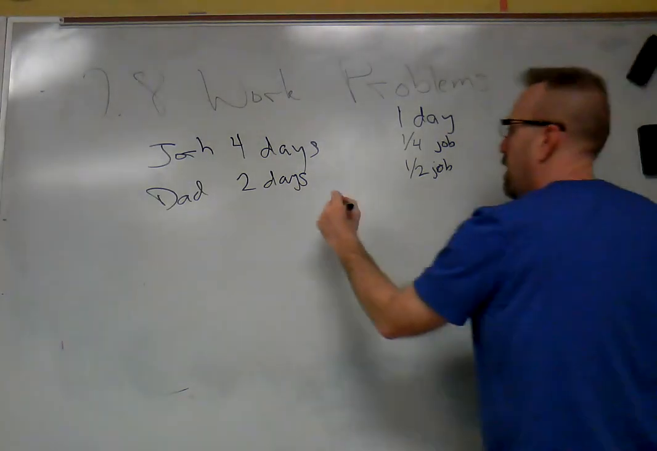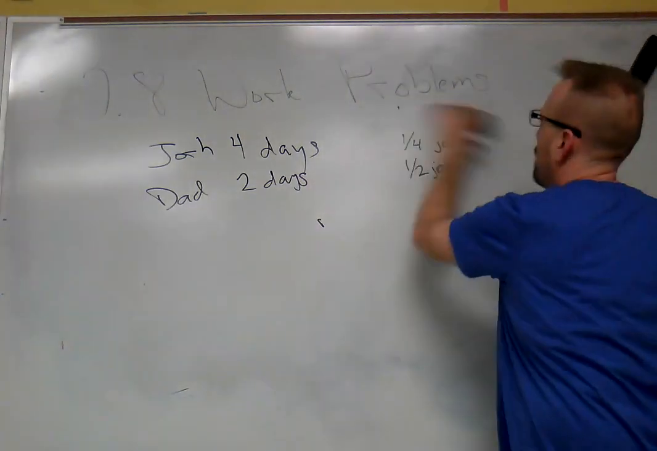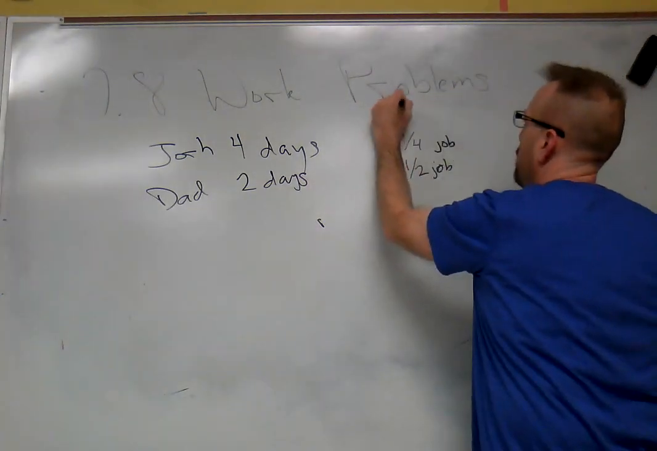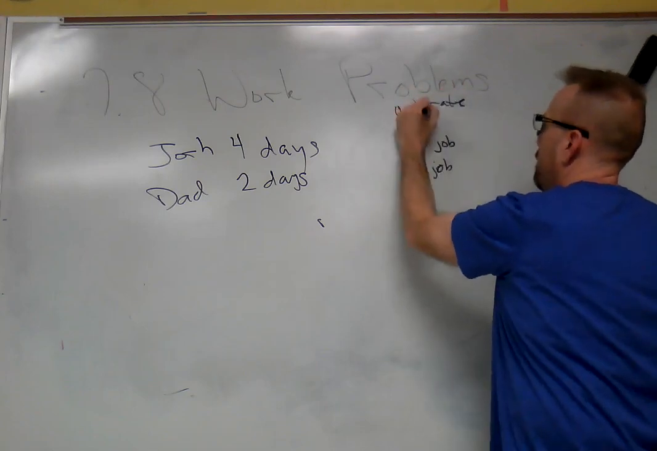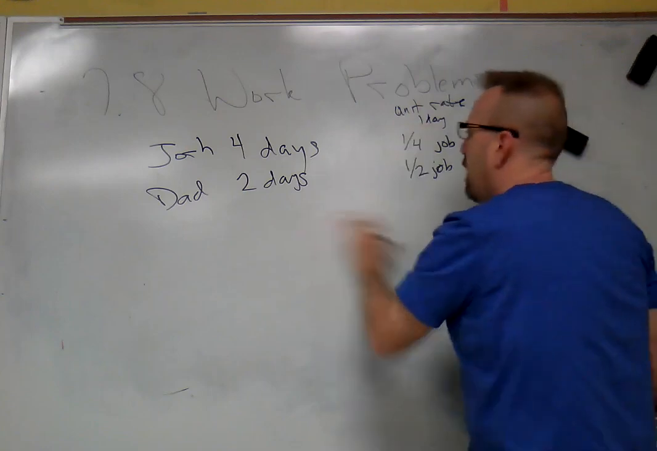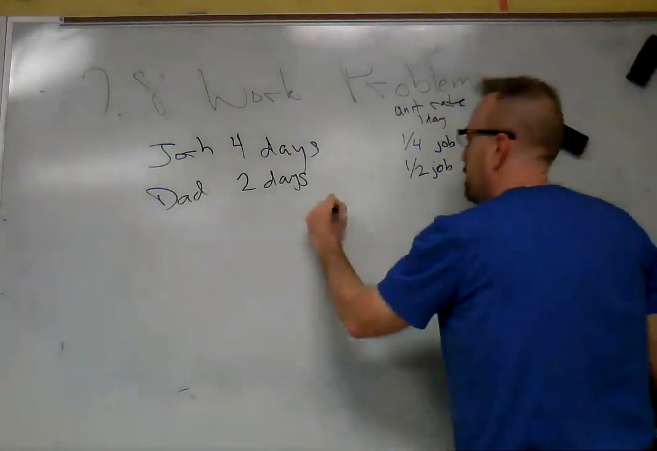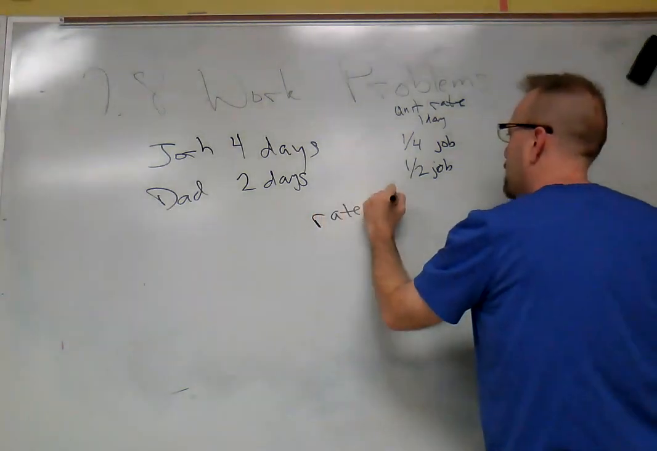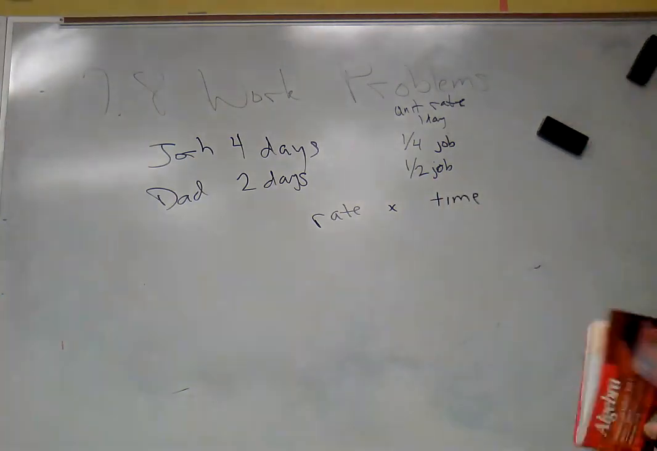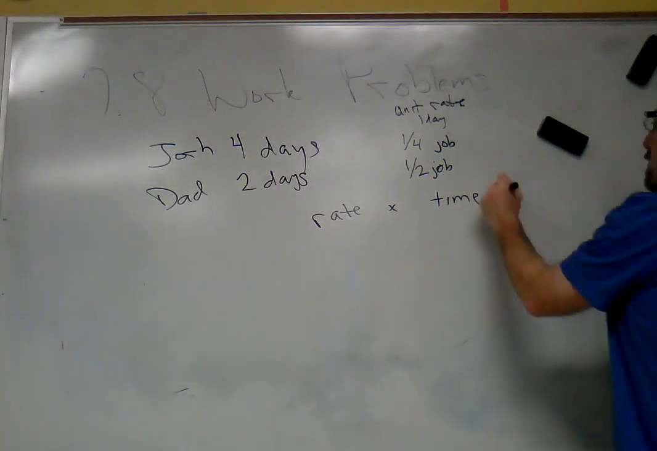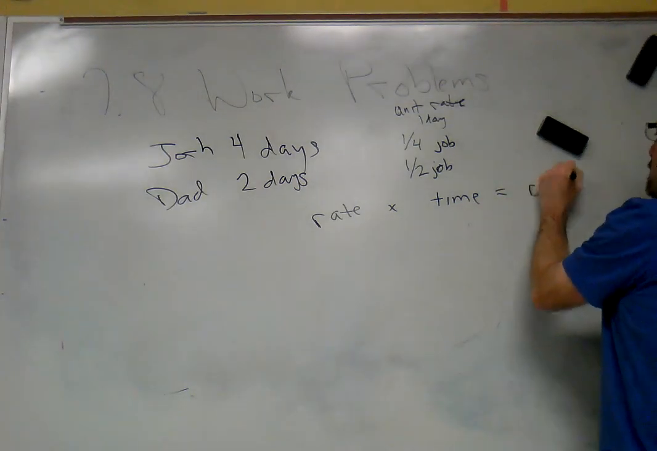Now this is our rate. This is how fast they could work. So in 1 day, our unit rate is basically per day. To figure out how long it will take together, we're going to take our rate and multiply that by our time. And that's going to get us the entire job, the completed job.